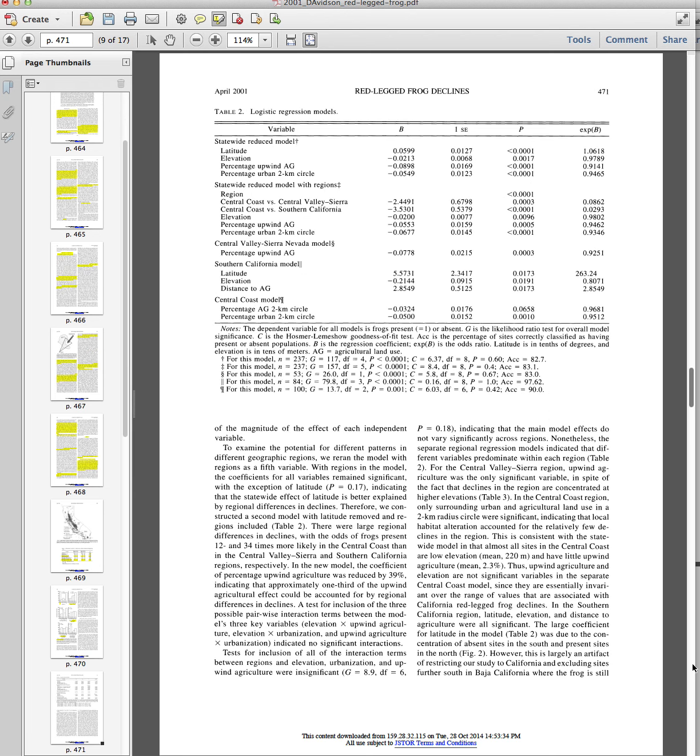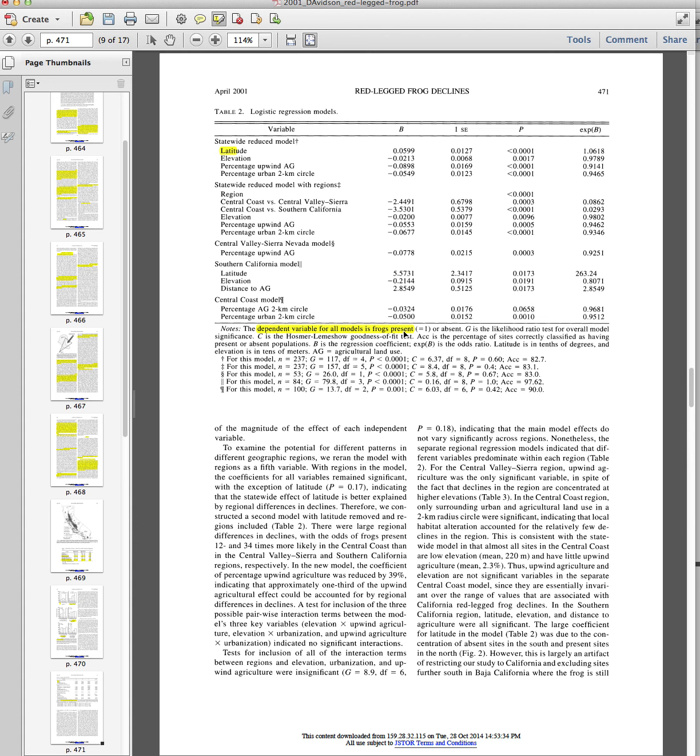I think the last main thing I'm going to talk about here is explaining this logistic regression model for people who might not be familiar with this. Okay, so these variables on the left side, right? Latitude, elevation, percentage of upwind agriculture, percentage of urban spaces nearby. These are your predictors. These are the variables. And then your response is the number of frogs, and it tells you down here the dependent variable is frogs present or absent, right?